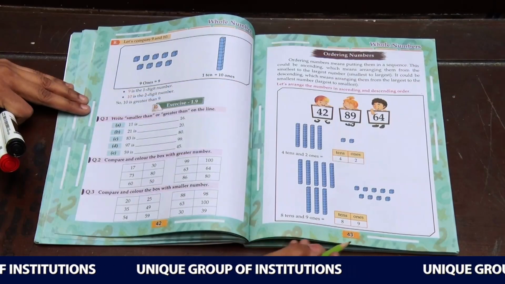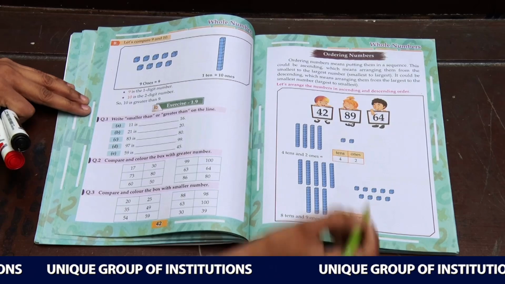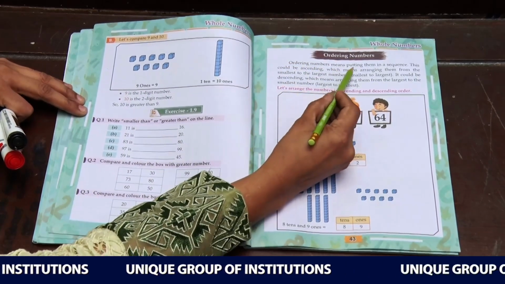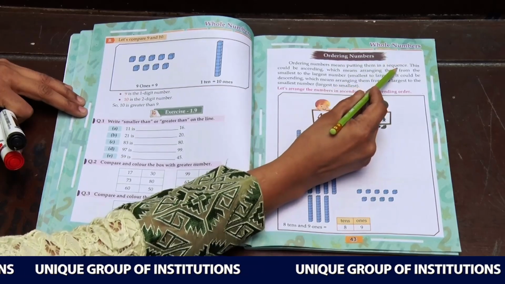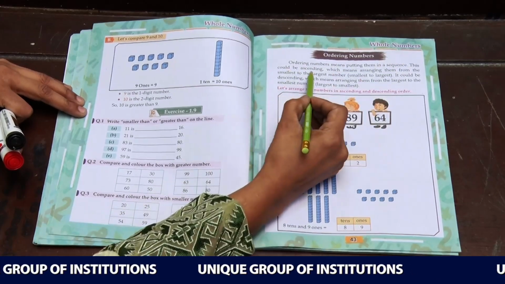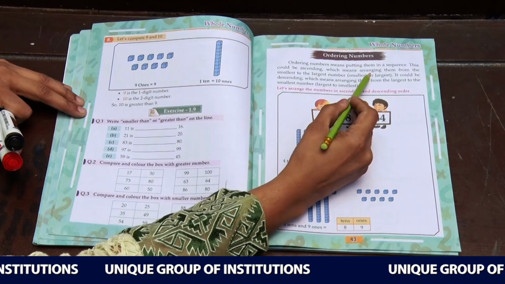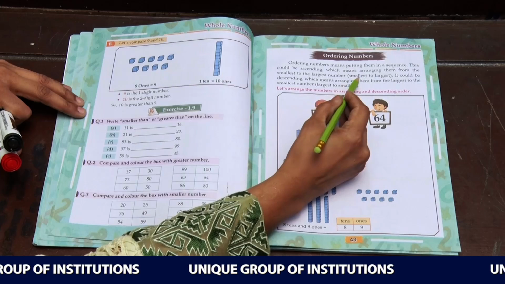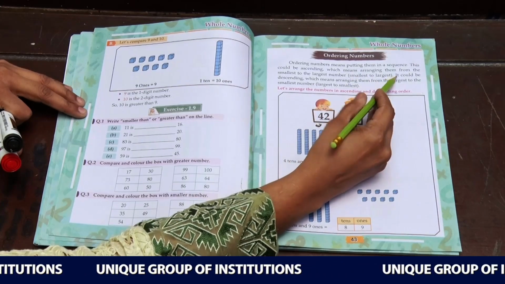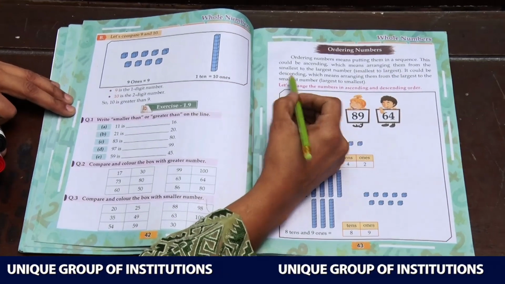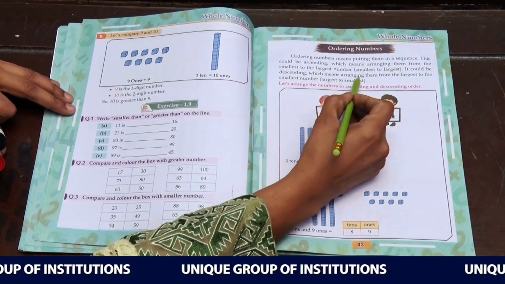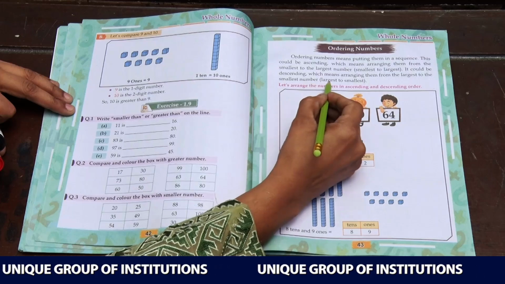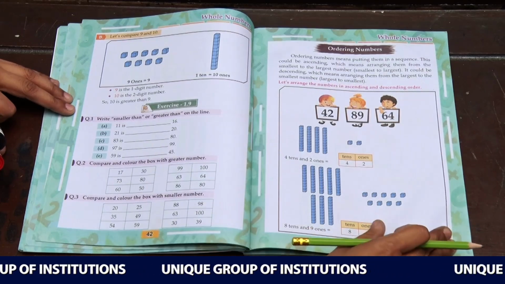Now open your book to page number 43. There is the topic of ordering numbers. Ordering numbers means putting them in a sequence. This could be ascending, which means arranging them from the smallest to the greatest number, or descending, which means arranging them from the largest to the smallest number.